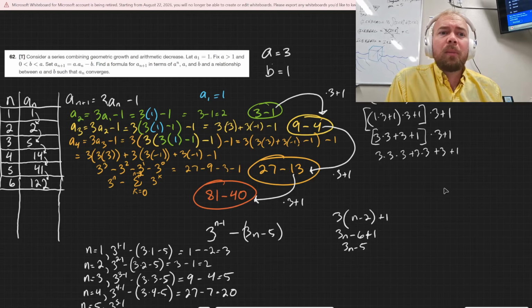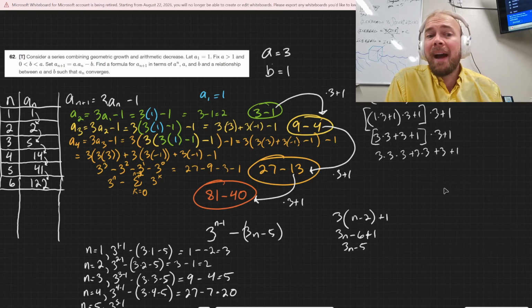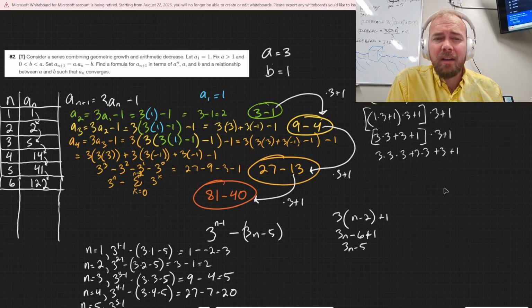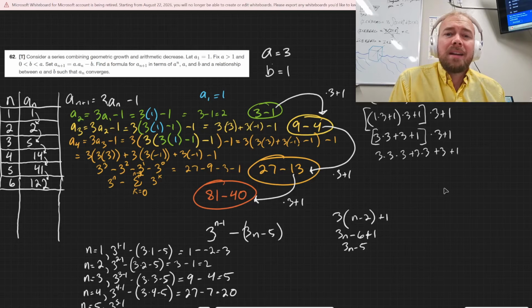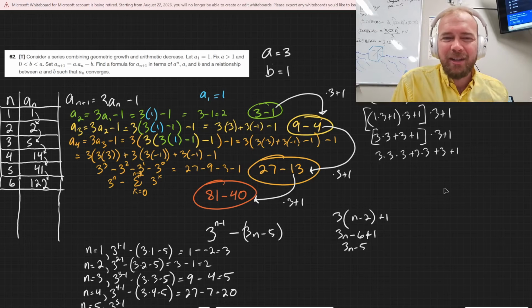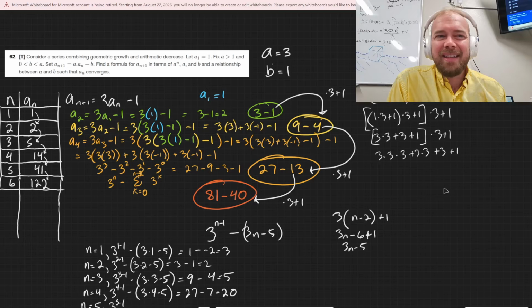So it says find a formula for a sub n plus 1 in terms of a to the n power. That's the part that's actually kind of hard. At least I thought so. And a and b and a relationship between a and b such that a sub n converges. So if a is 2 and b is 1, let's start off with the last thing. The last thing actually is the thing I actually got the answer to first.